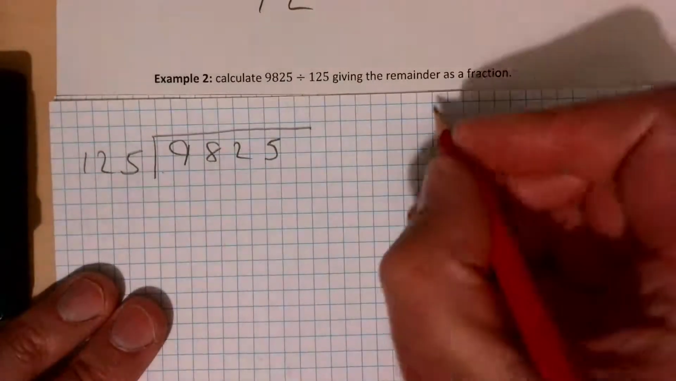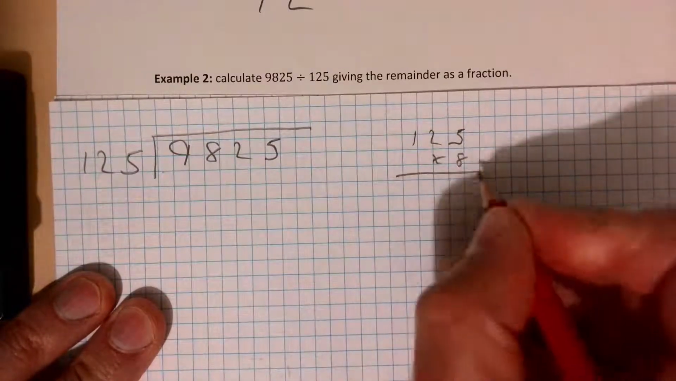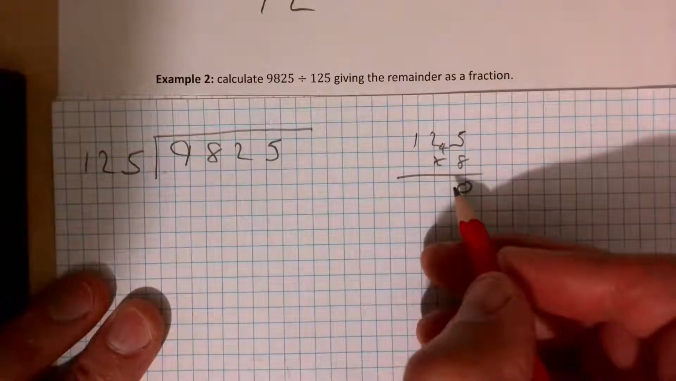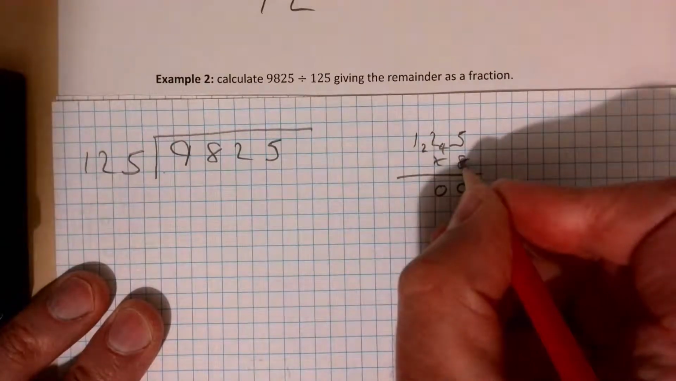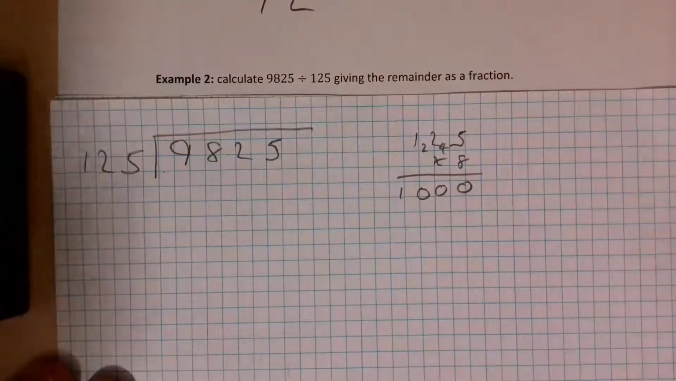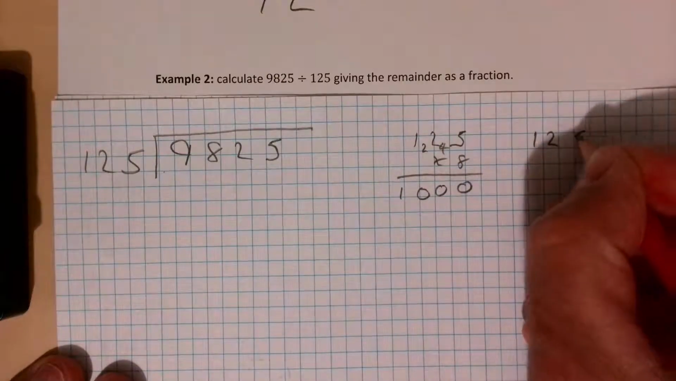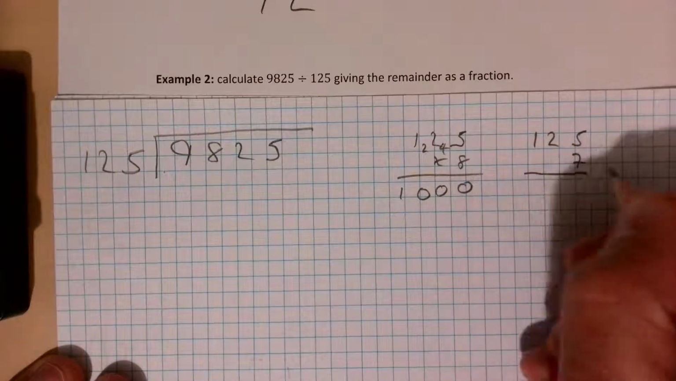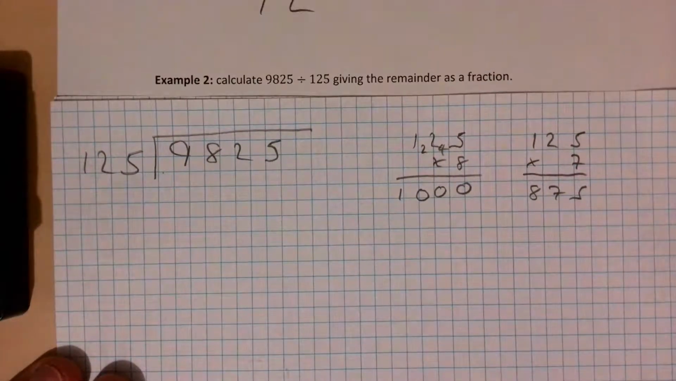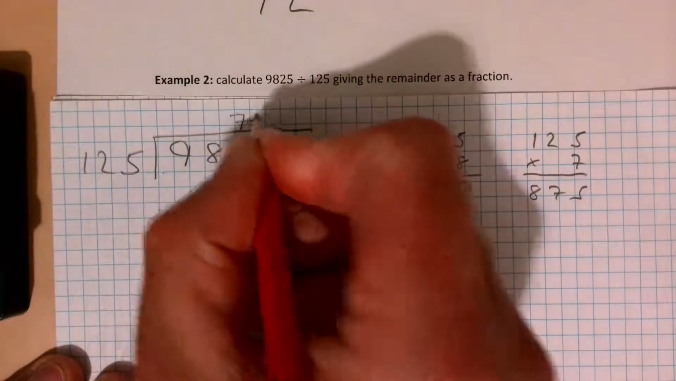So let's guess 8. So 125, and we're going to times that by 8. 8 times 5 is 40. 8 times 2 is 16, that's going to be 20. 8 times 1 is 8 plus 2. So of course 125 times 8 gives us 1,000, something I would expect people to know actually. So it's not going to go in 8 times, it's only going to go 7 times. So 125 times 7, again, if you do your multiplication for that, you will get 875.